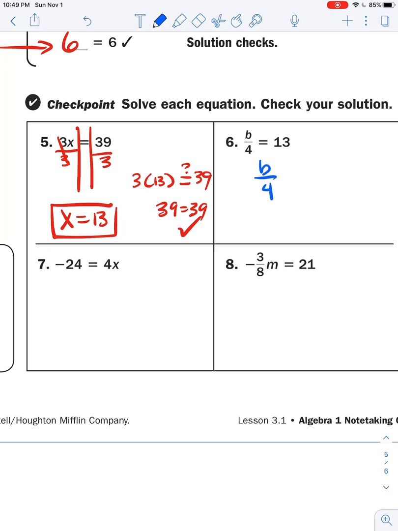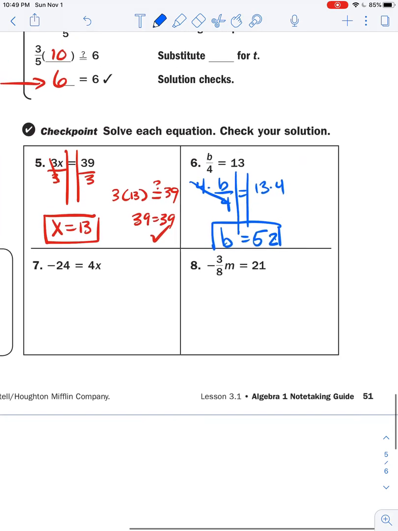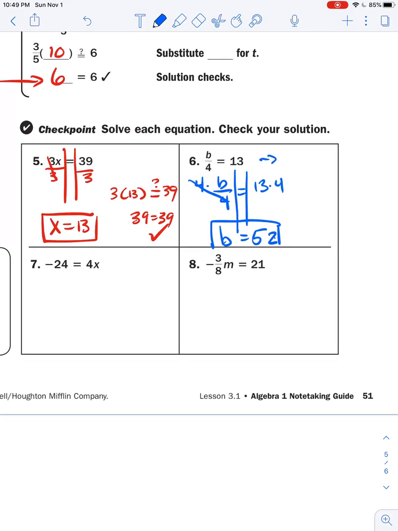Here, B is divided by 4. So I would have to multiply by 4. And then B is going to equal, what's that going to be? 4 times 13 is 52. And I can go back to my original problem, take 52 over 4 on my calculator, verify that, yeah, that does come out to be 13, and feel confident about my answer.